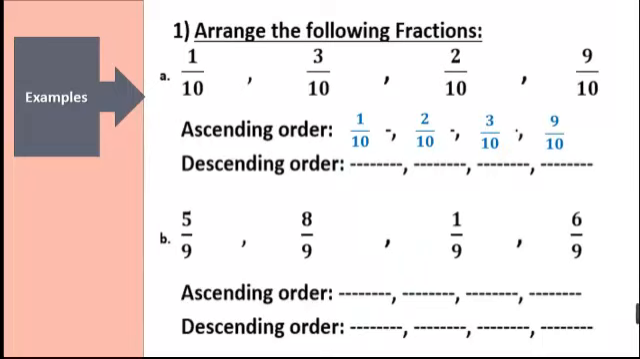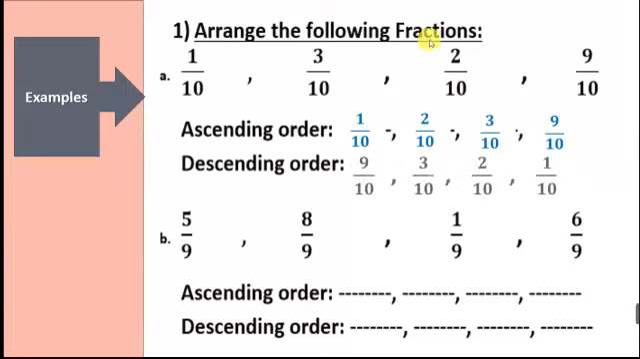In descending order, we are going to arrange them from the biggest to the smallest, which means we are going to write them in the opposite order: 9, 3, 2, 1. Next one, 5 over 9, 8 over 9, 1 over 9, and 6 over 9.